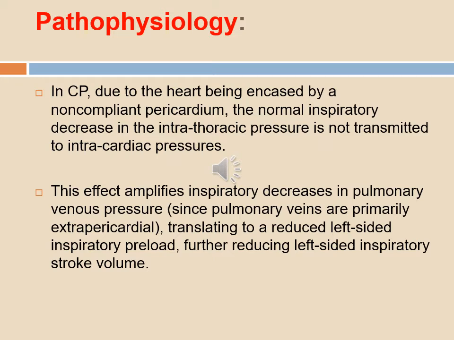If you want to understand the pathophysiology more than that, in constrictive pericarditis the heart is encased by a non-compliant pericardium, so the normal inspiratory decrease in the intrathoracic pressure is not transmitted to the intracardiac pressure. This effect amplifies the inspiratory decreases in the pulmonary venous pressure, as these veins are primarily extrapericardial, so they are not affected, translating to a reduced left-sided inspiratory preload and of course a reduced left-sided inspiratory stroke volume.